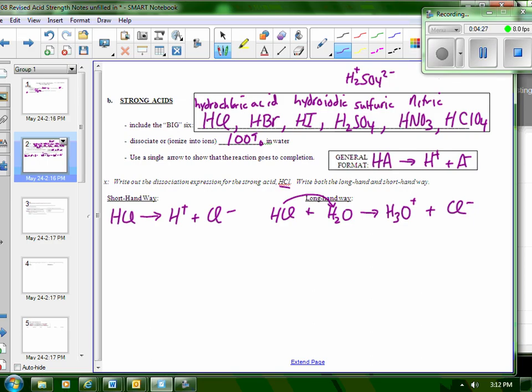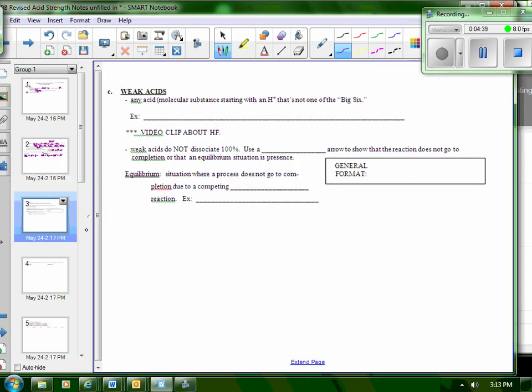They're both great. The longhand way is what's really happening. The shorthand way, though, is simpler for us to write. So I would make sure that you can recognize both ways. All right, you guys, that's strong acids in a nutshell. Now, what about weak acids?